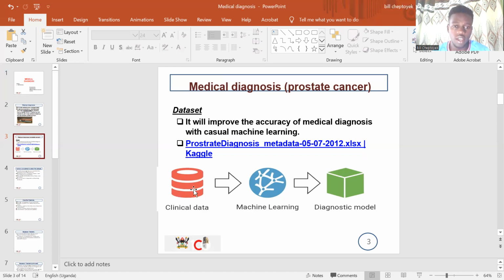You get the clinical data, for example, the prostate cancer diagnosis of previous patients. Let's say there are signs and symptoms, what they have been going through, then the treatments, all those details, and using machine learning, the AI is taught, and then the diagnostic model is designed so that we could easily do this without needing doctors to do it.